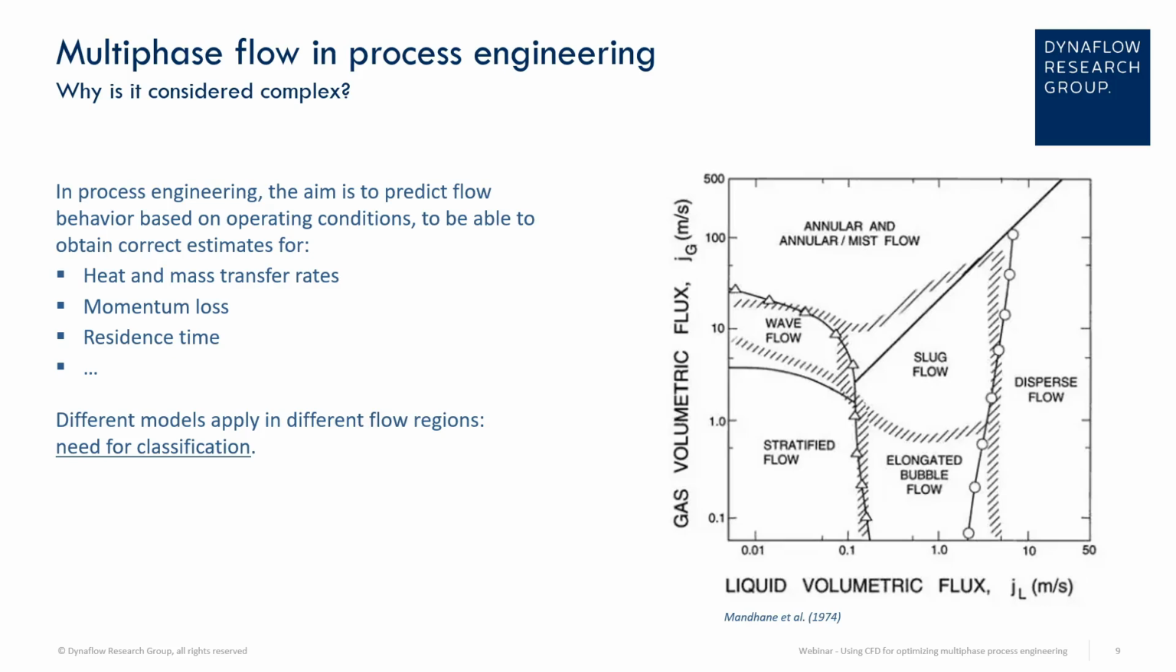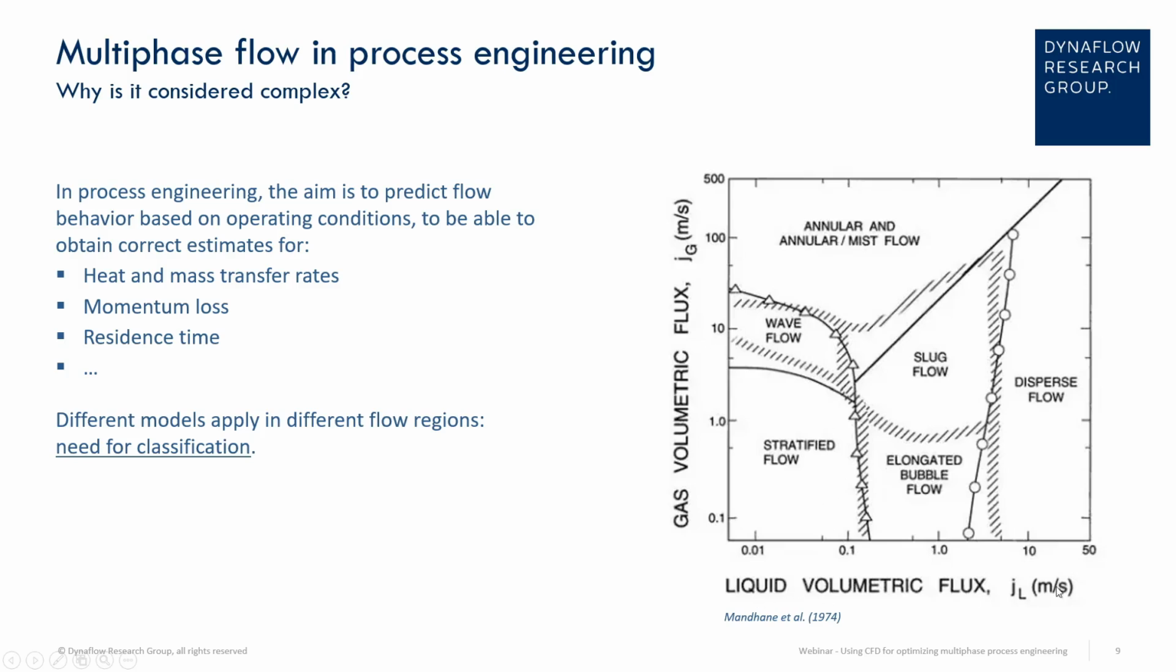Now, in process engineering, the aim is to predict flow behavior based on the operating conditions. Often this is to be able to obtain correct estimates for heat and mass transfer rates, or momentum loss over a section of pipe, or the residence time of a bubble or a particle inside a pipe. So what you see over the years is that a lot of flow regime maps have been constructed, where you have the flow of liquid versus the flow of gas in this case.